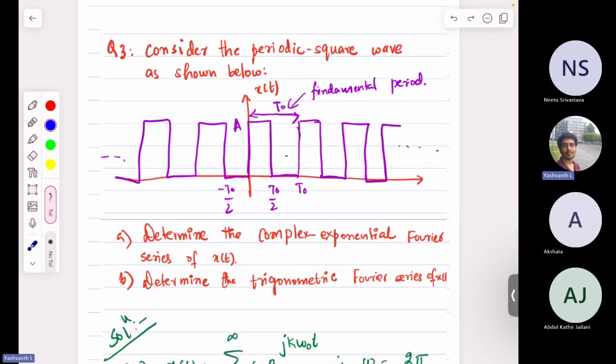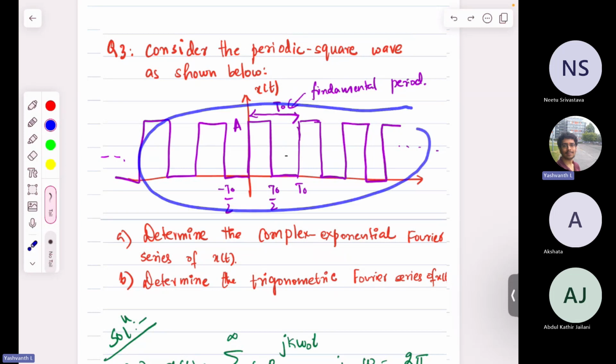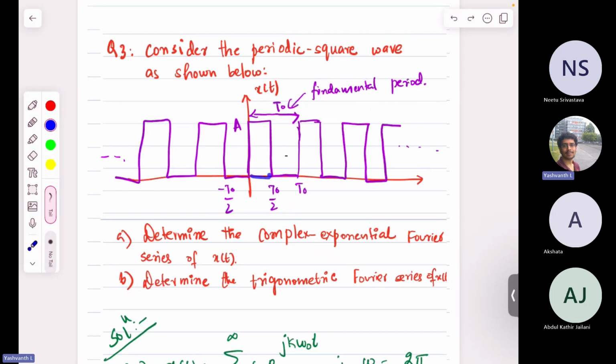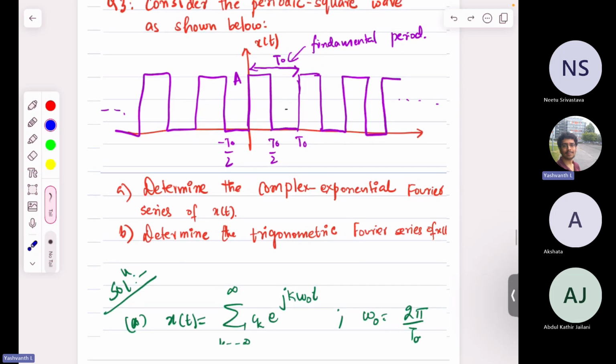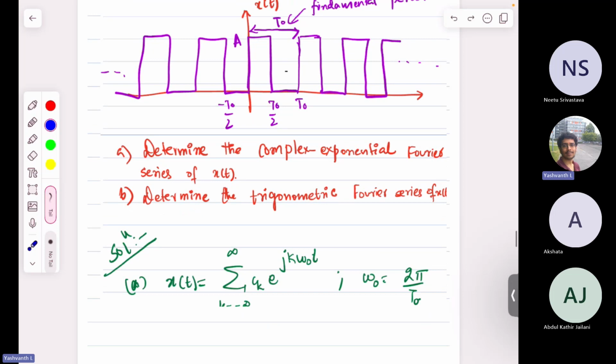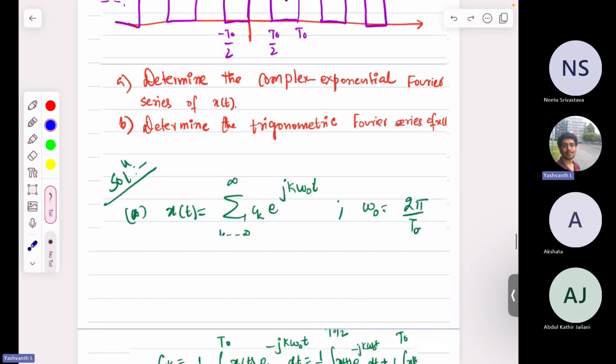Let's say there's a periodic signal as you see here, a square wave. From 0 to t naught by 2, it is amplitude 1, and from t naught by 2 to t naught, it is amplitude 0. This kind of structure repeats itself throughout the entire time domain. So it's a periodic signal with fundamental period equal to t naught. The question that we solved last time was, what is the complex exponential Fourier series of such a signal x of t, and also the corresponding trigonometric Fourier series. Let's quickly recapitulate this because we will use this result today in some of the problems.